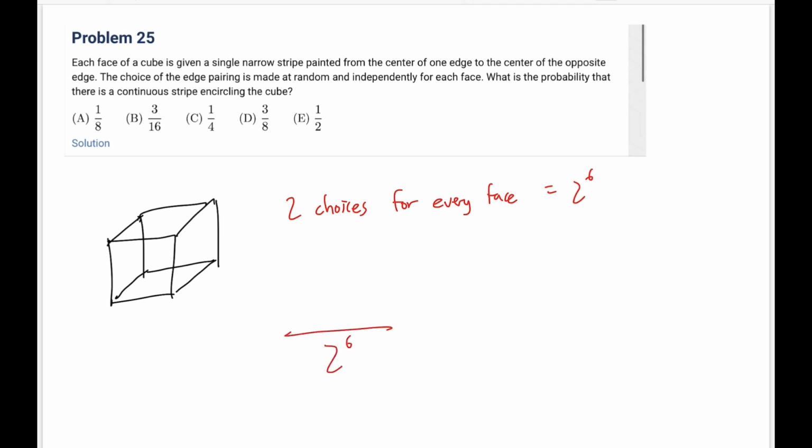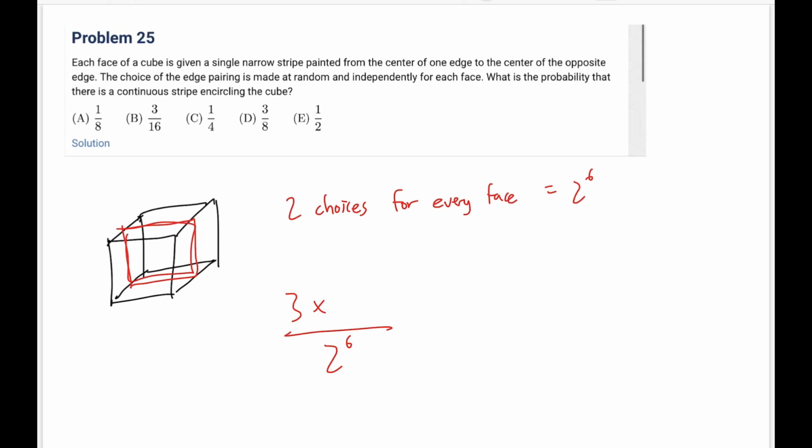That will be the denominator, but the probability that we need is that there is a continuous stripe encircling the cube, right? So a stripe needs to be encircling the whole cube. So it could be either this, or it could be this, or it could be this. So there are 3 possible ways to encircle, right?